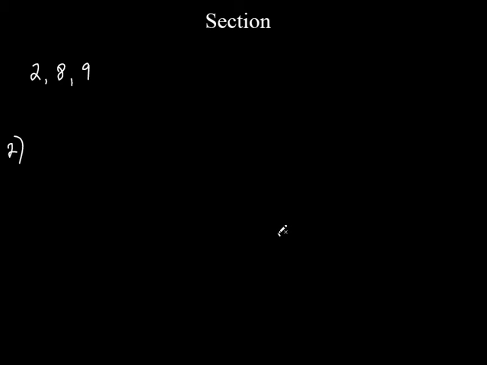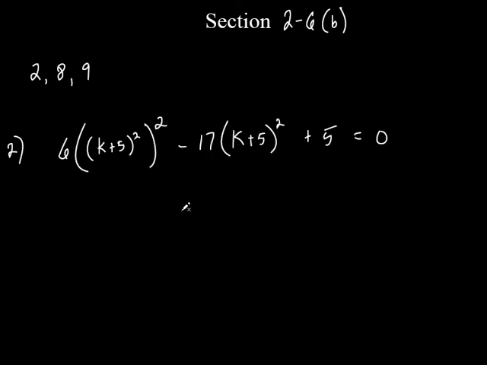Alright, so we are going over section 26B, the homework from 26B. We're going to do number 2. So let's write this thing out. Alright, here it is. That's crazy looking, isn't it? Oops, that's a crazy looking S.